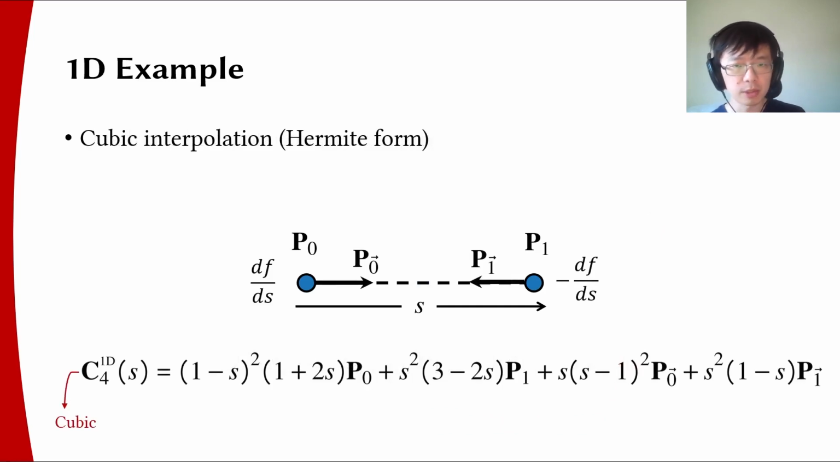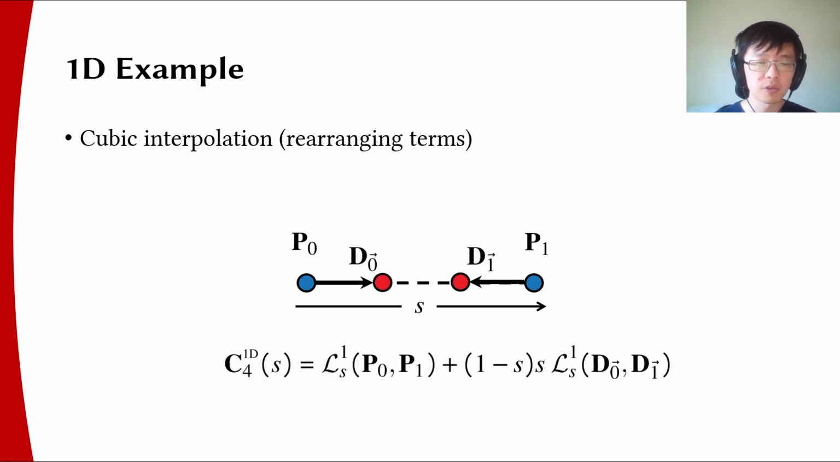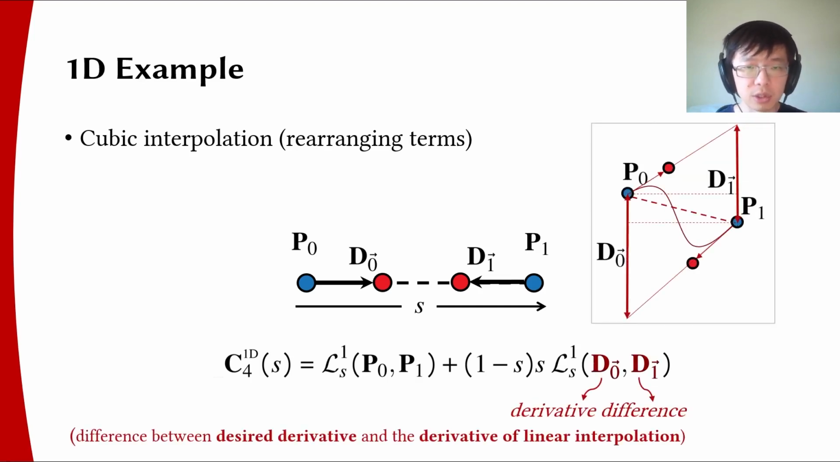For cubic interpolation, we can define derivatives at two vertices to define a unique cubic polynomial. This is also known as the Hermite form. After rearranging, we rewrite cubic interpolation as linear interpolation plus a third-order term that includes a linear interpolation of the difference between the desired derivative and the derivative of linear interpolation at the two vertices.